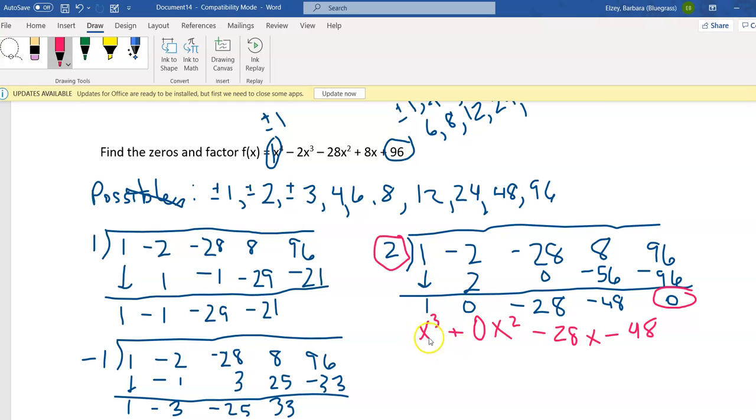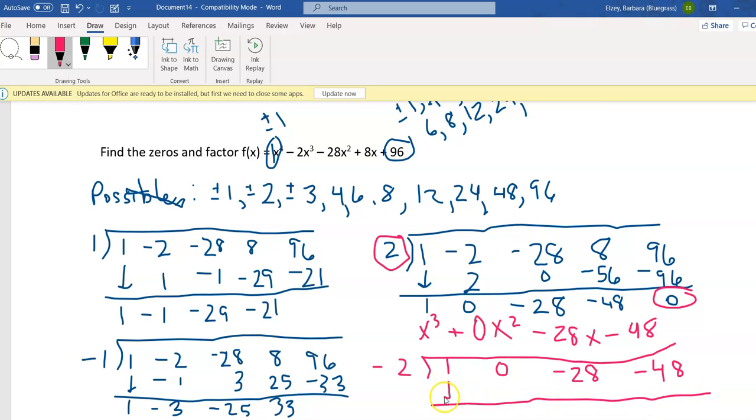All right, so I'm going to continue in my list. I was at positive 2. Positive 2 was a 0. Let's go to negative 2, and let's divide further. So let's divide negative 2, but not into the beginning polynomial, into this one. So into 1, 0, negative 28, negative 48. So slightly shorter division now.